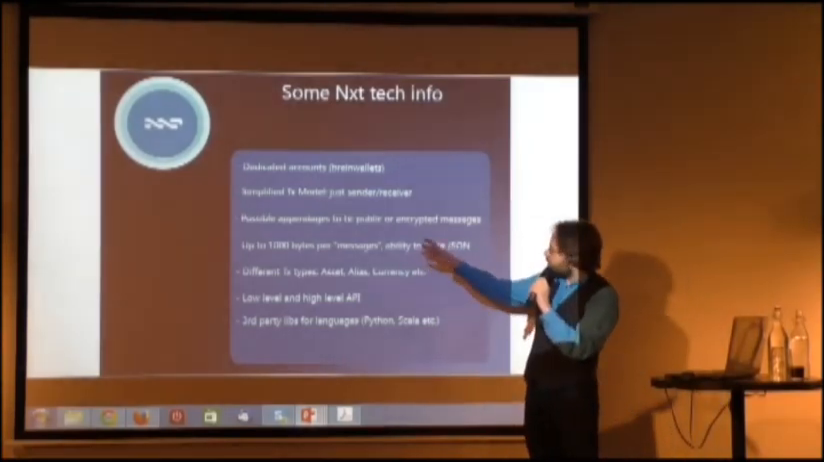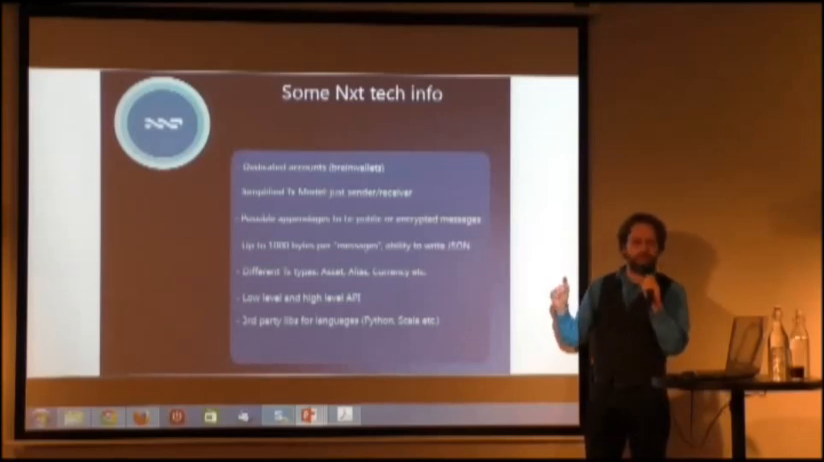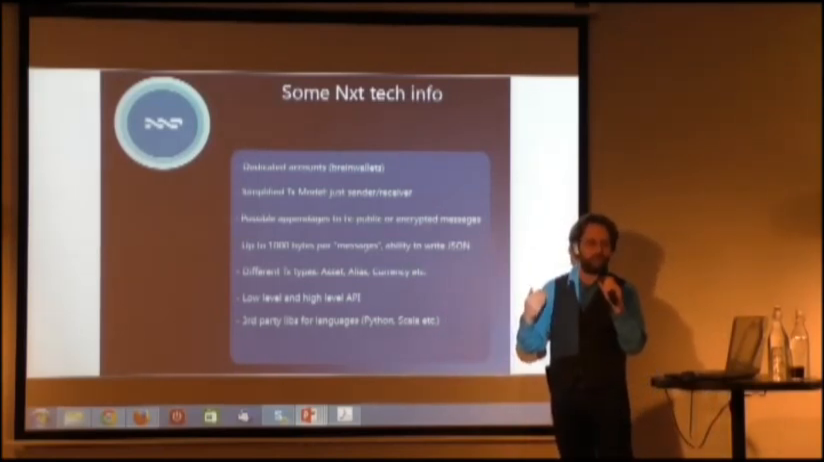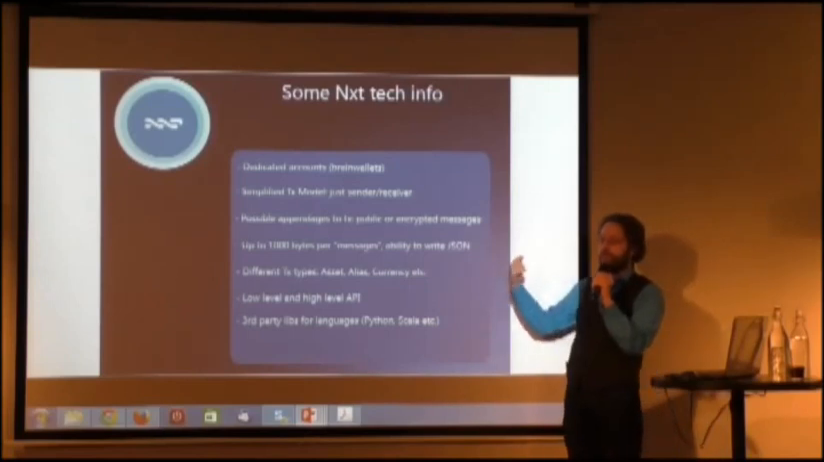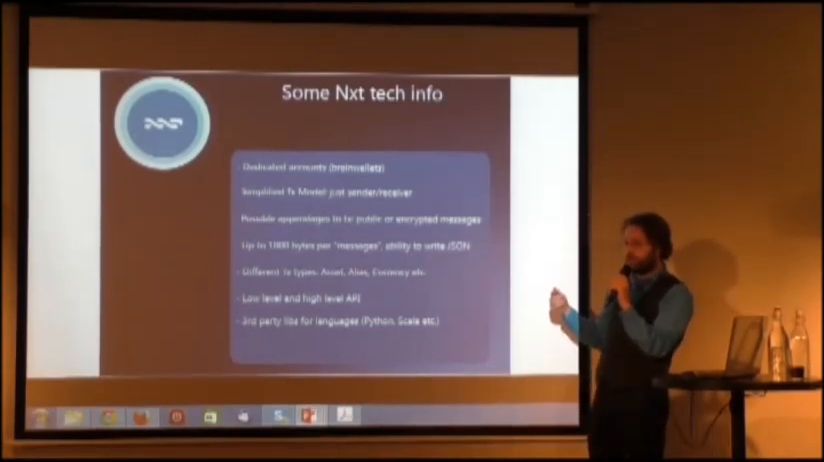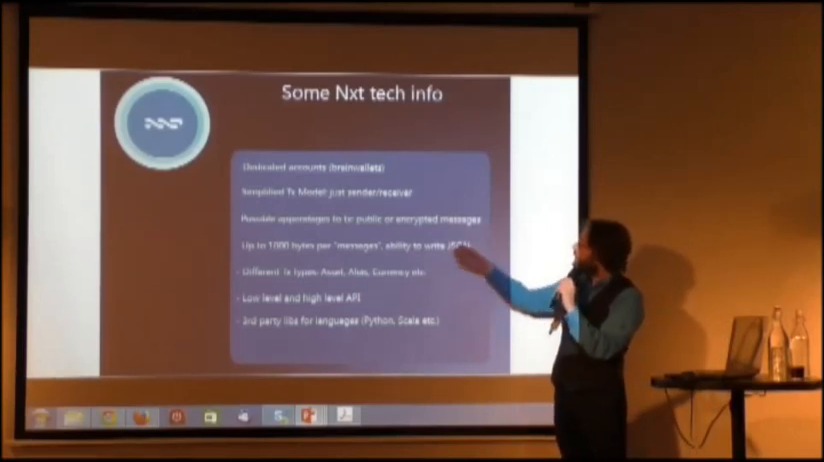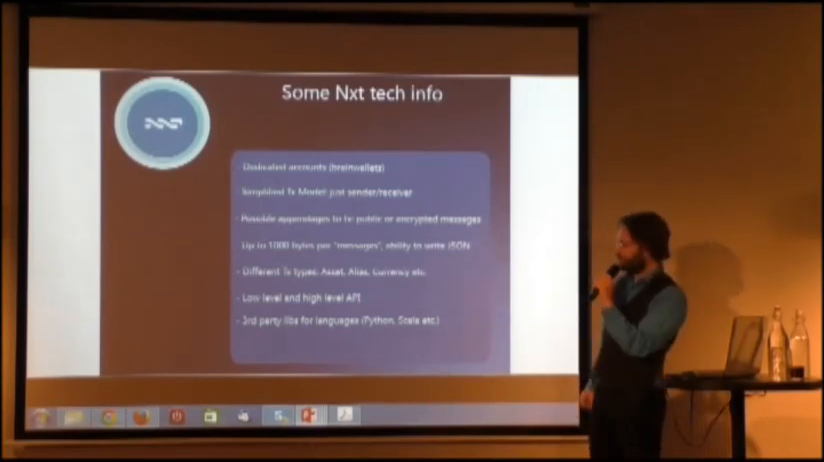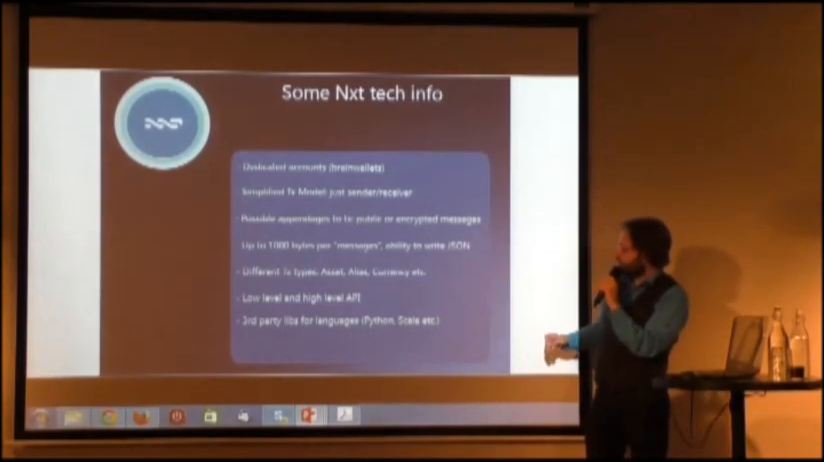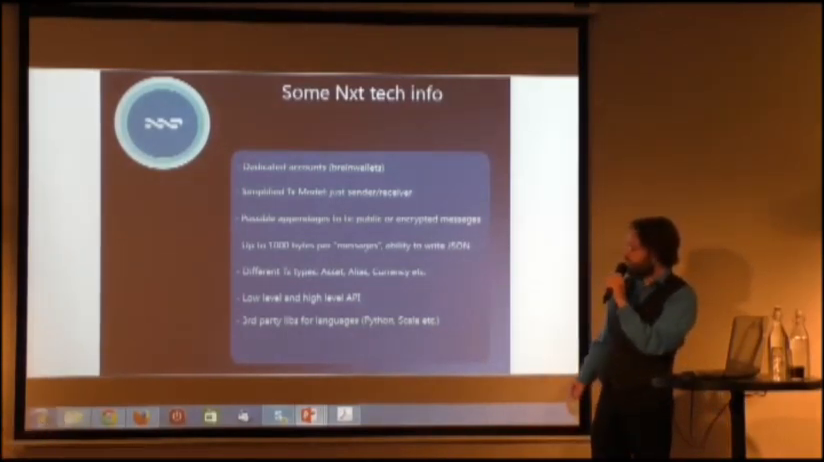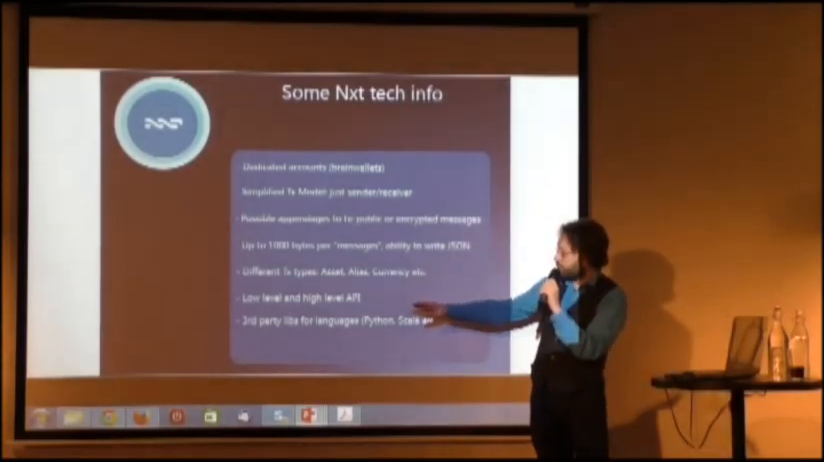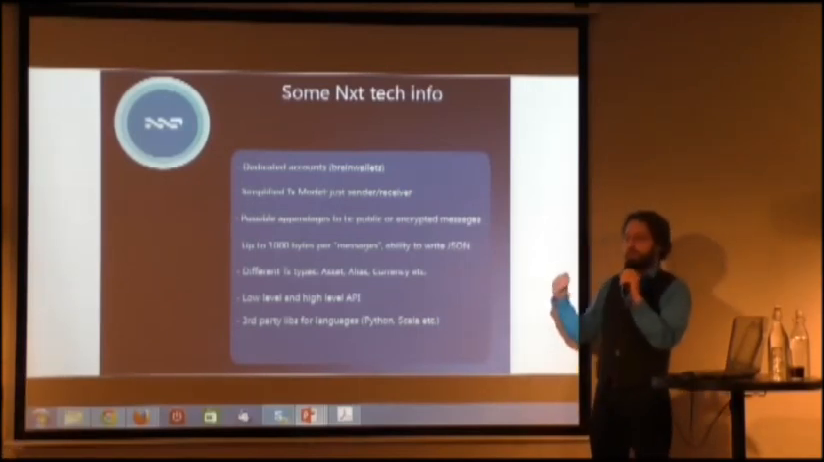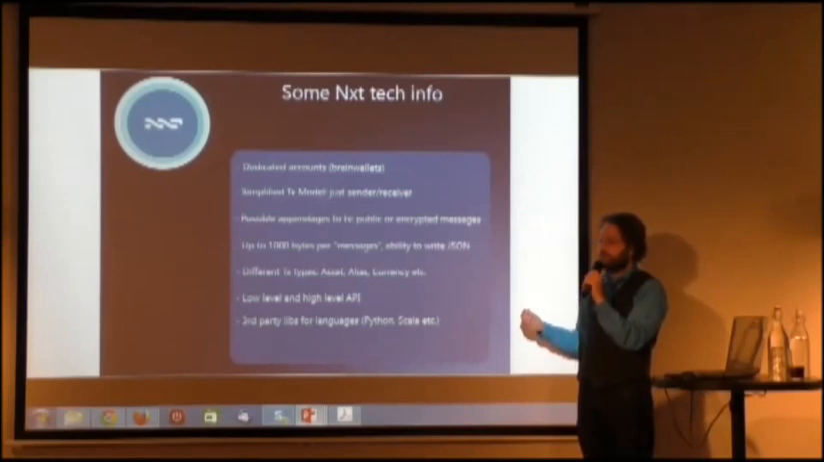You can also send messages on the blockchain, and messages is a bit of a confusing word, because it means you can transfer data between accounts. That's a really interesting thing because it allows decentralized applications. 1,000 bytes can be sent, encrypted or unencrypted, and this allows the creation of decentralized applications on our blockchain. We use an API, low level and high level. Alexander can explain more about that. We are developing third-party libraries for different languages. NXT is written in Java, but that doesn't mean that applications, of course, need to be written in Java.